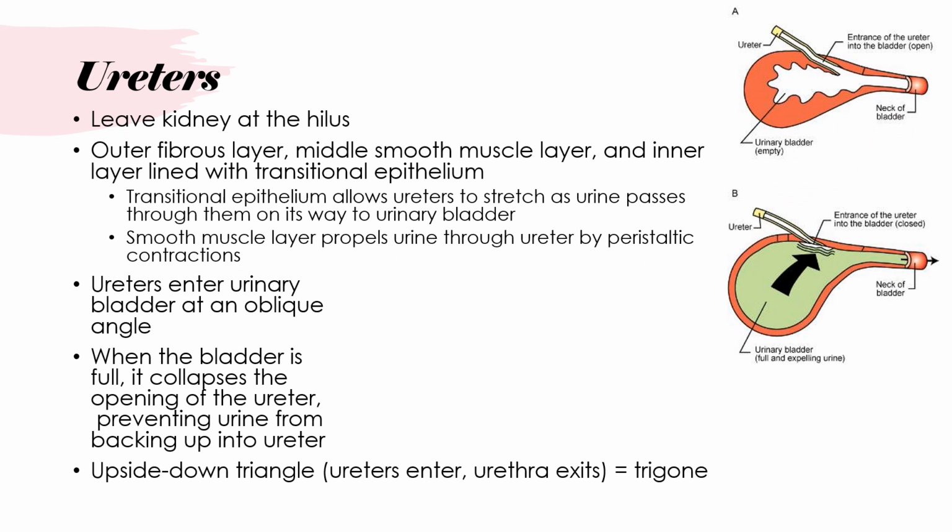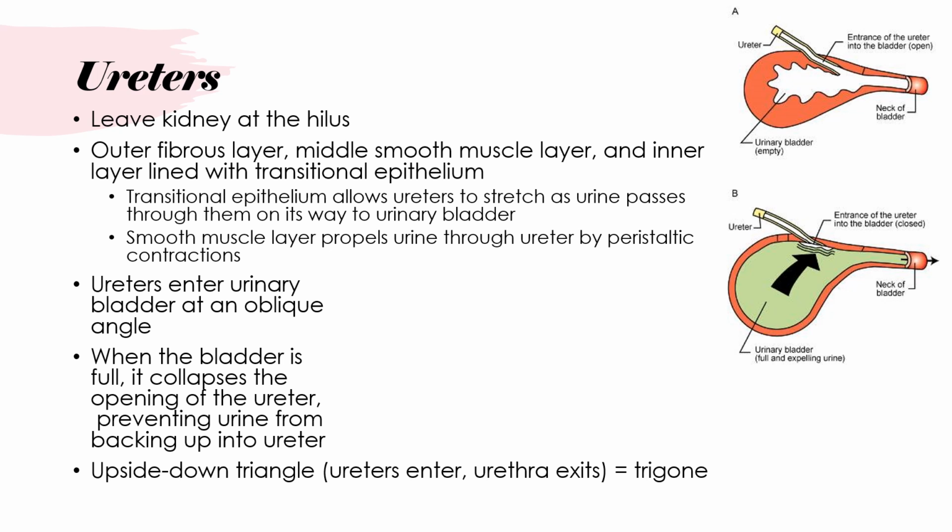Moving on to our ureters, they leave the kidney at the hilus. Hi-bye. The ureter has an outer fibrous layer, a middle smooth muscle layer, and an inner layer lined with transitional epithelium. That transitional epithelium allows the ureters to stretch. Remember, it's a stretchy type of material as urine passes through on its way to the urinary bladder. That's where we see transitional cells as well. The smooth muscle layers propel urine through the ureter through peristaltic contractions.